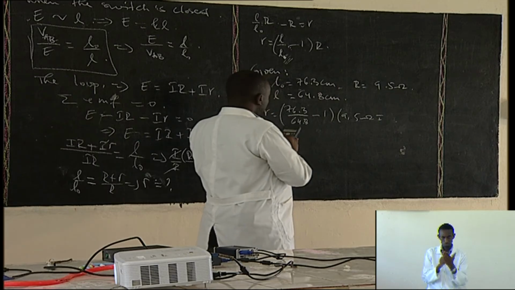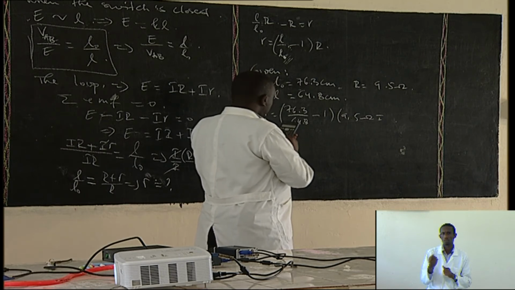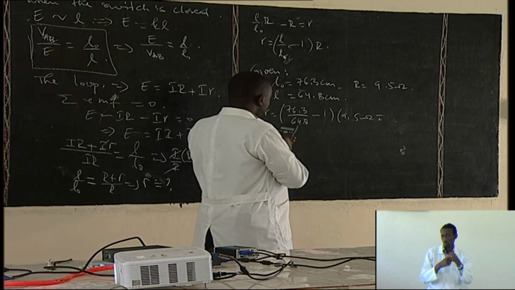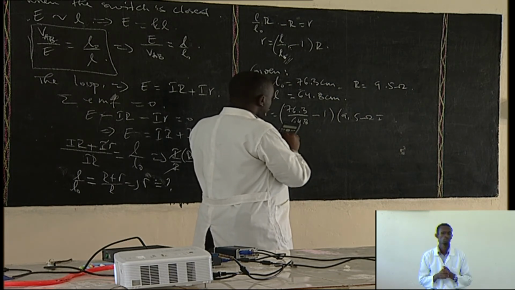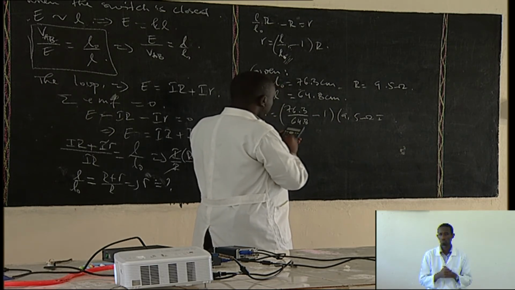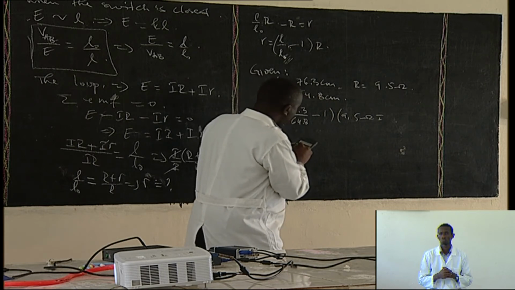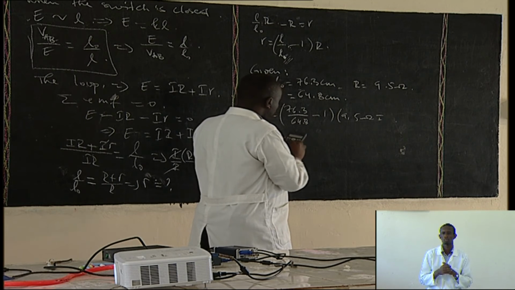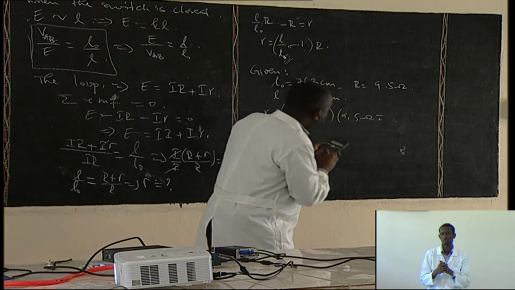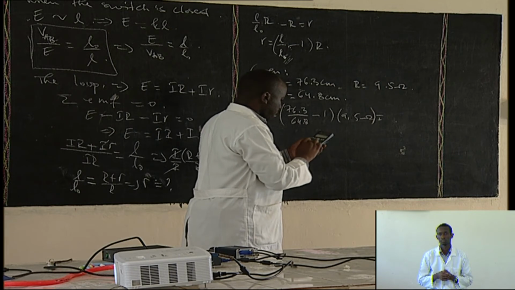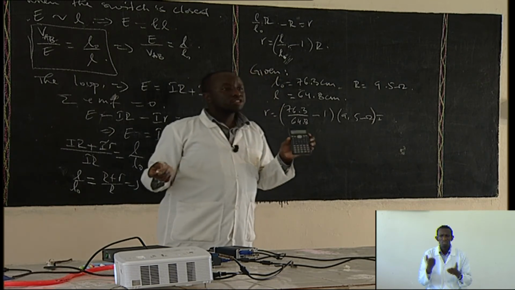So here we have 76.3 divided by 64.8, and then minus 1, and then we close the brackets. Then we multiply that by 9.5. Then we find, what did you find there?